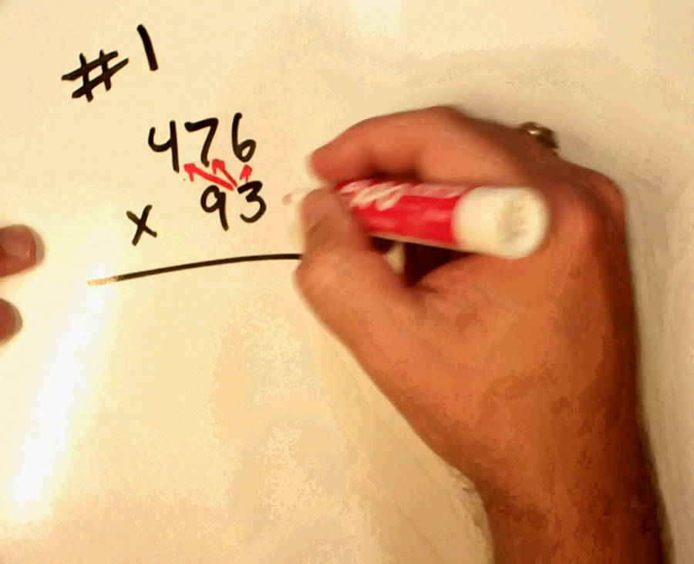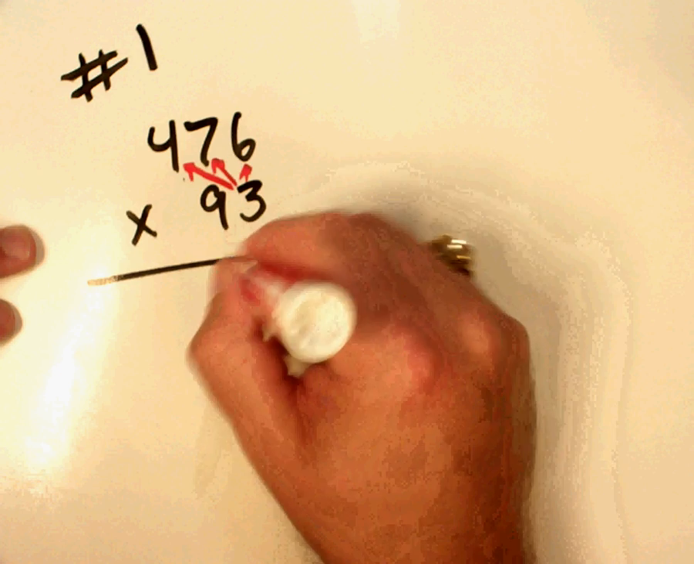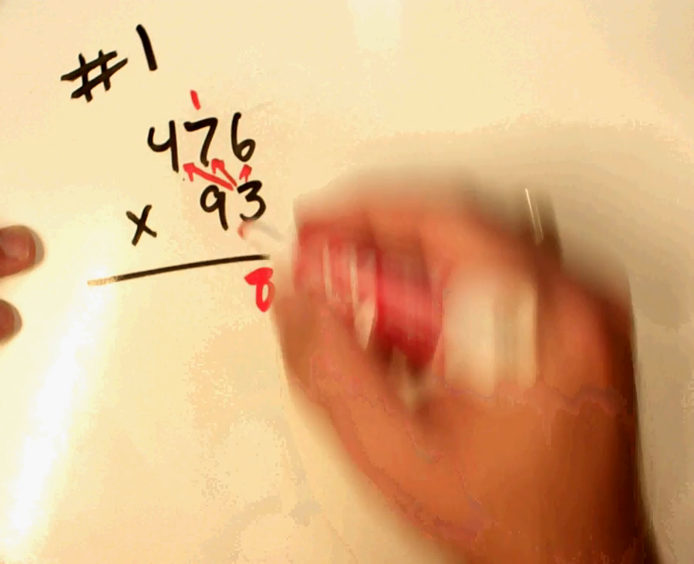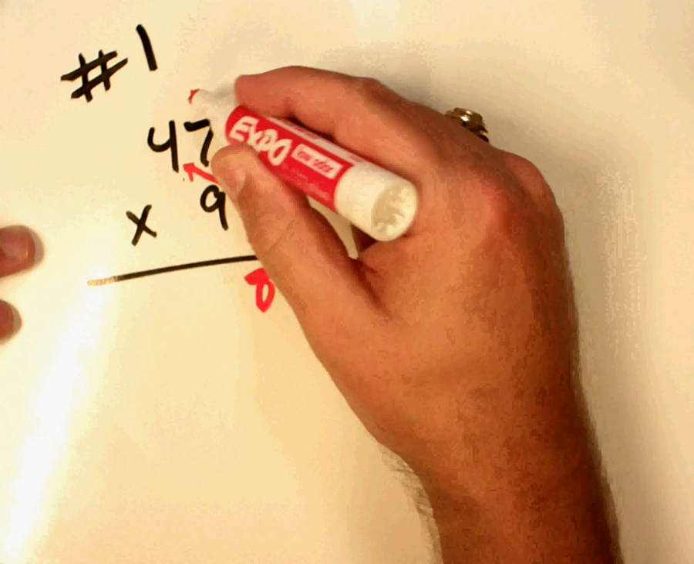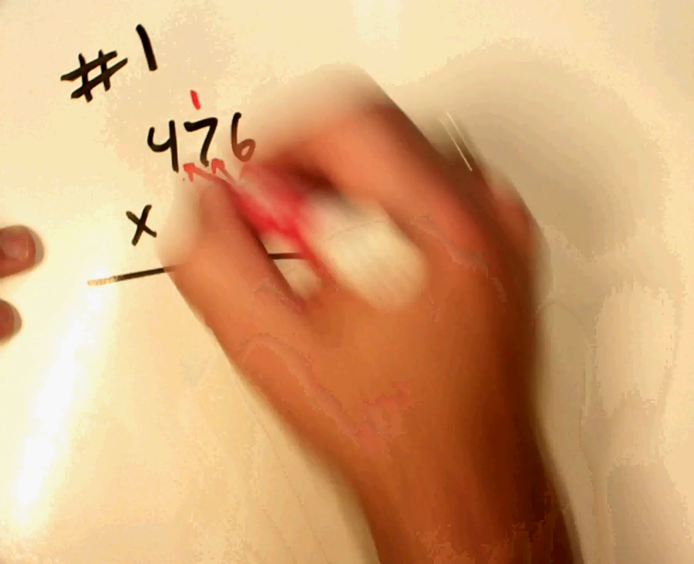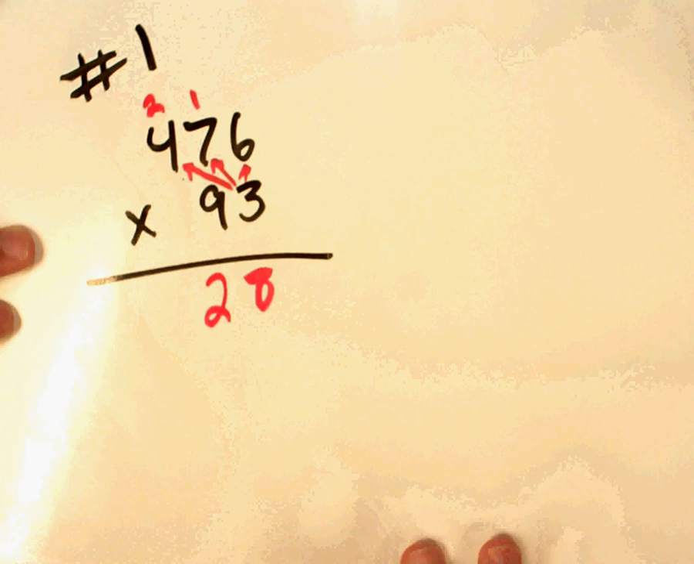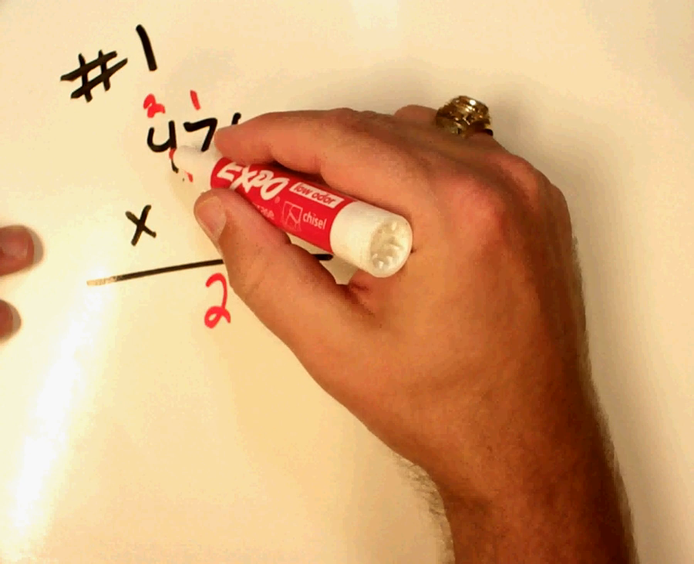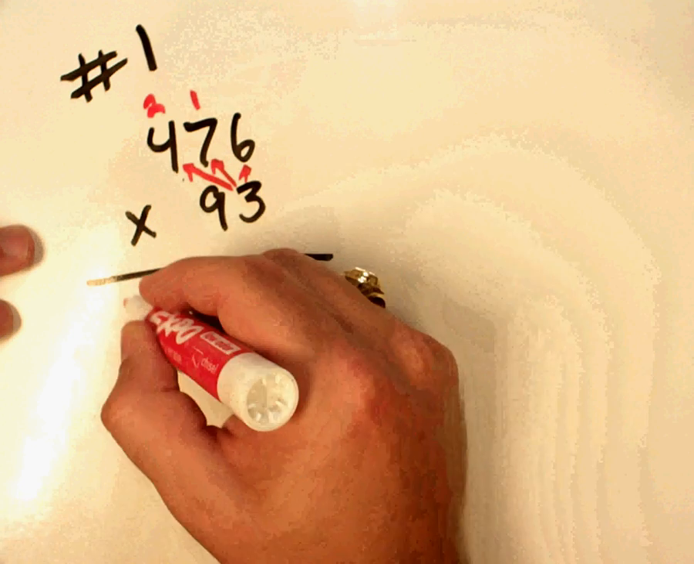We're going to multiply 3 times 6, which gives us 18. Carry our 1. 3 times 7 is 21, plus 1, 22. And then finally, 3 times 4 is 12, plus 2 is 14.